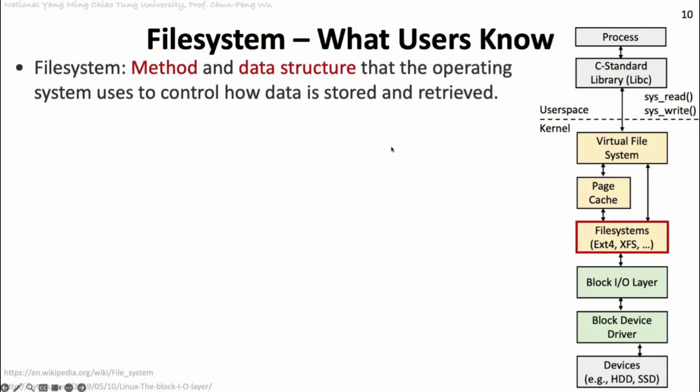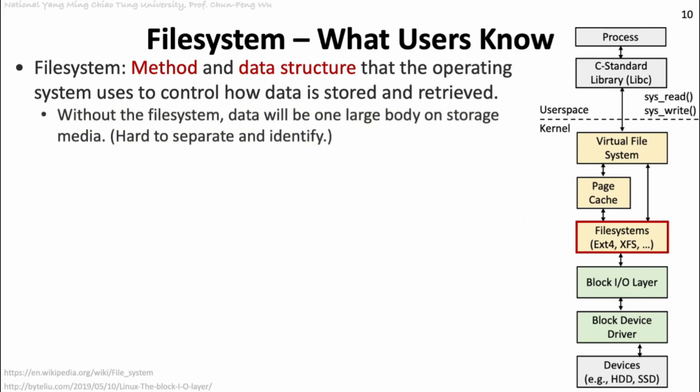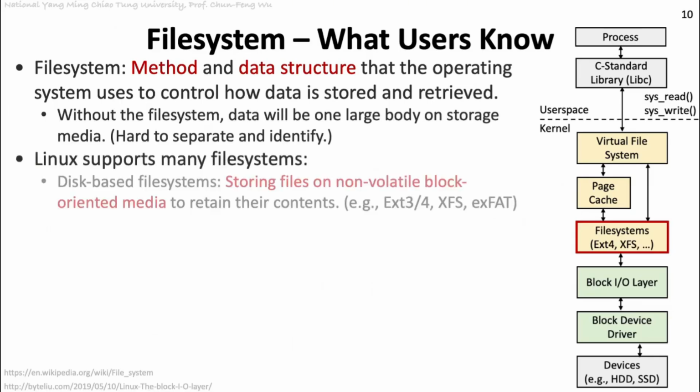So a file system is a method and data structure that the operating system uses to control how data is stored and retrieved. Without a file system, data would be one large body on the storage media, and it is hard for the user to separate and identify, because there are a lot of segments and sectors there. Users don't really know which sectors mean what kind of data. Okay. And Linux supports many file systems.